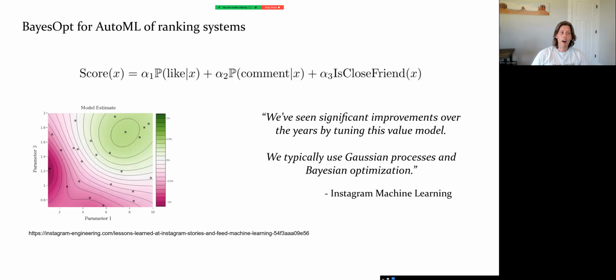For instance, the value model, which is a ranking policy, has various parameters for combining interaction predictions, like the probability of a like or a comment, with other attributes of an item, like whether or not it's from a close friend. These parameters, here shown as alphas, can be learned with BayesOpt through online experiments. Here's a quote from the machine learning team at Instagram about how BayesOpt is effective at improving ranking policies.